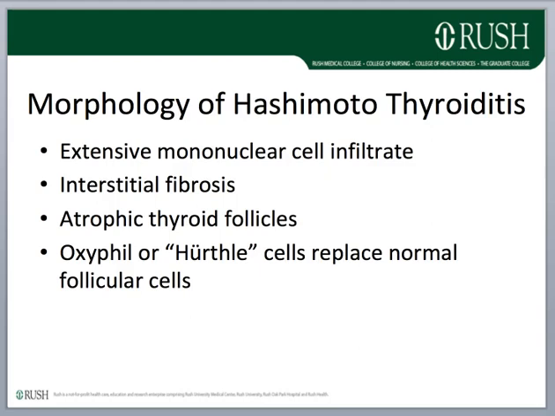Microscopically, the key finding is extensive infiltration of the parenchyma by a mononuclear inflammatory infiltrate that typically contains small lymphocytes, plasma cells, and lymphoid aggregates, sometimes with well-developed germinal centers. The thyroid follicles are atrophic, and in many areas they can be lined by oxyphil cells, also known as Hürthle cells, which replace the normal thyroid follicular cells and are obvious because they have abundant eosinophilic granular cytoplasm. Finally, you can see interstitial fibrosis, and sometimes this can be abundant and dominate the histologic picture.